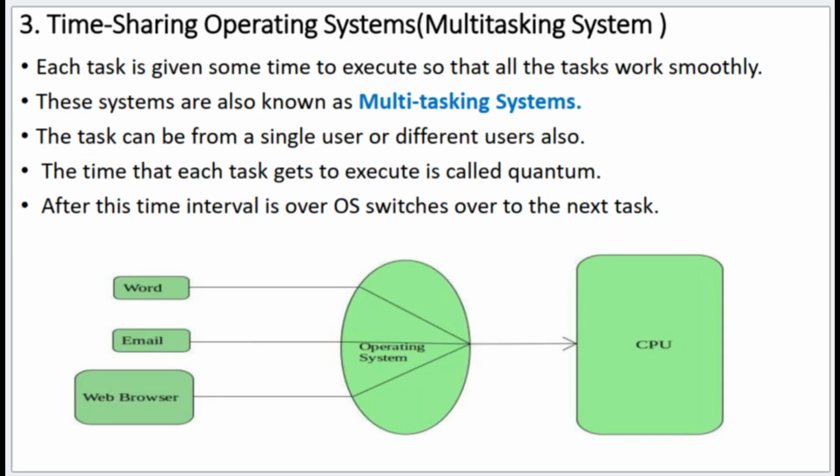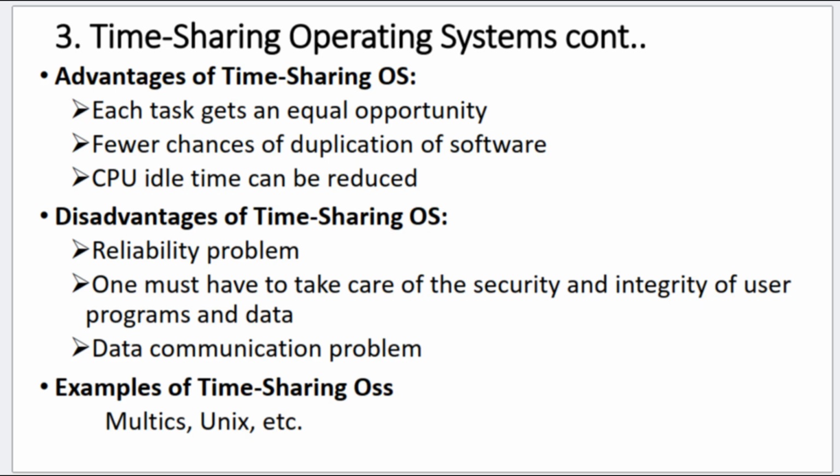3. Time-sharing operating systems. Multitasking system. Each task is given some time to execute so that the tasks work smoothly. These systems are also known as multitasking systems. This can be from a single user or different users. The time that each task gets to execute is called the quantum. After this time interval is over, the OS switches over to the next task.